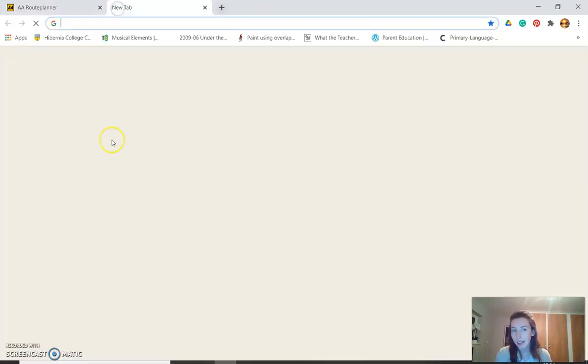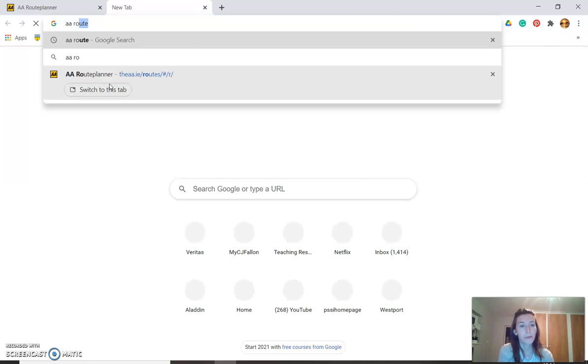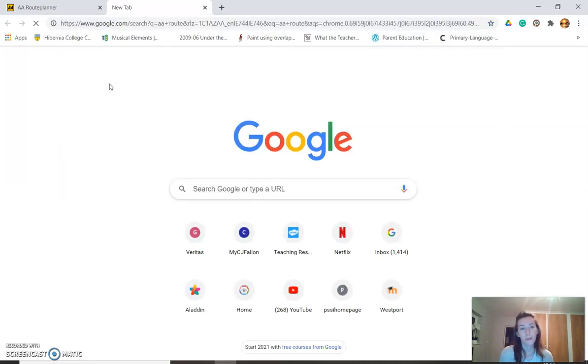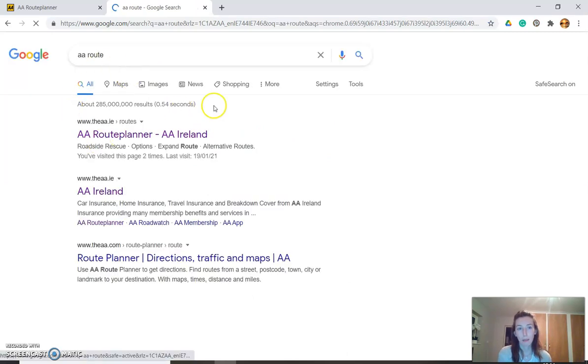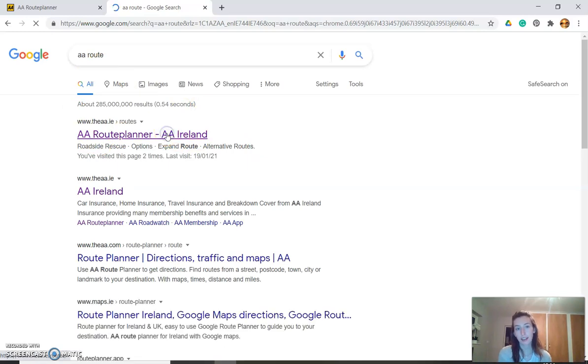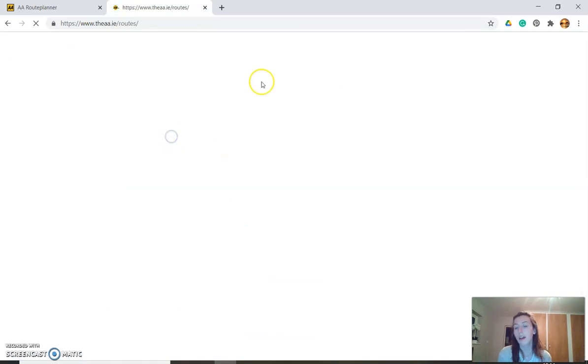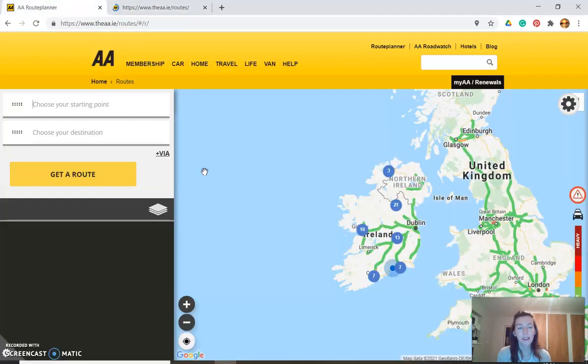To get to the AA route, all I usually do is just Google. Just Google AA route. That brings up these options here, and you just click this first option. That will start loading, but I have it loaded here on the left. I told you to do Rathgormack National School.